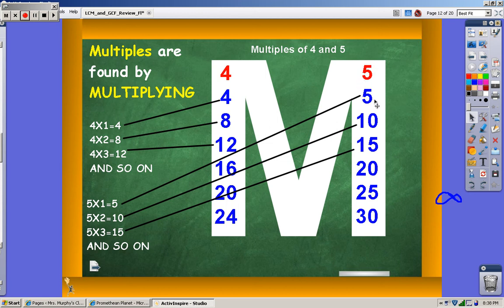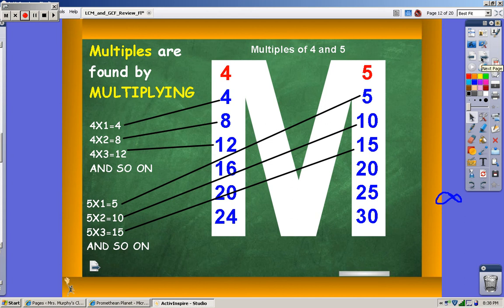Multiples of 5: the first multiple of 5 is 5, 10, then 15, 20, 25, and then 30, and so forth. Those are all multiples of these two numbers, and you might start to notice trends in numbers and where they start to kind of align at some point.